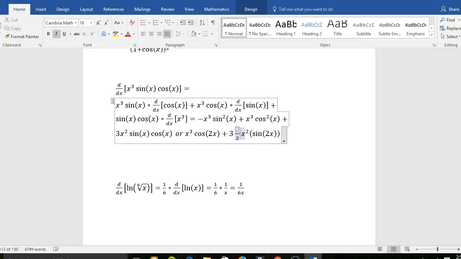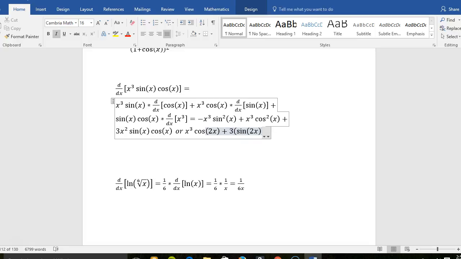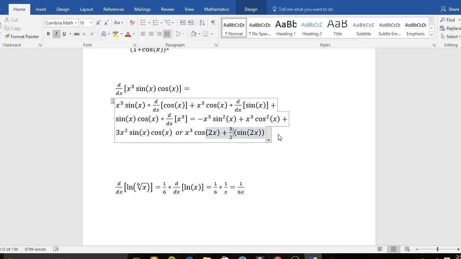So I want 3/2, and then sine 2x. We can drop these parentheses, they are now kind of silly and superfluous. I could keep the parentheses around it, but that's kind of silly, so we can just put plain sine 2x. So there's that.